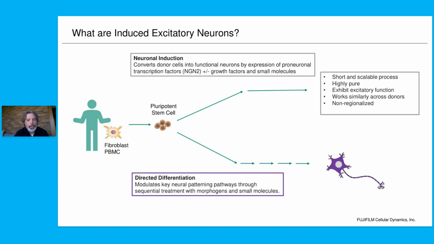And then one thing is that if you're using transcription-based differentiation, this results in a non-regionalized neural cell type. So sort of a general glutamatergic or excitatory cell, as opposed to directed differentiation, where you can really specify regionality of that neuron in the central nervous system.